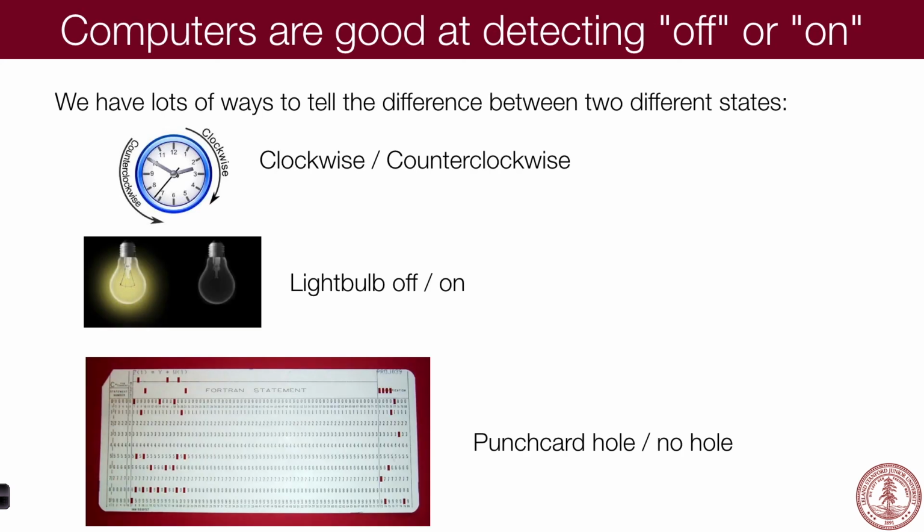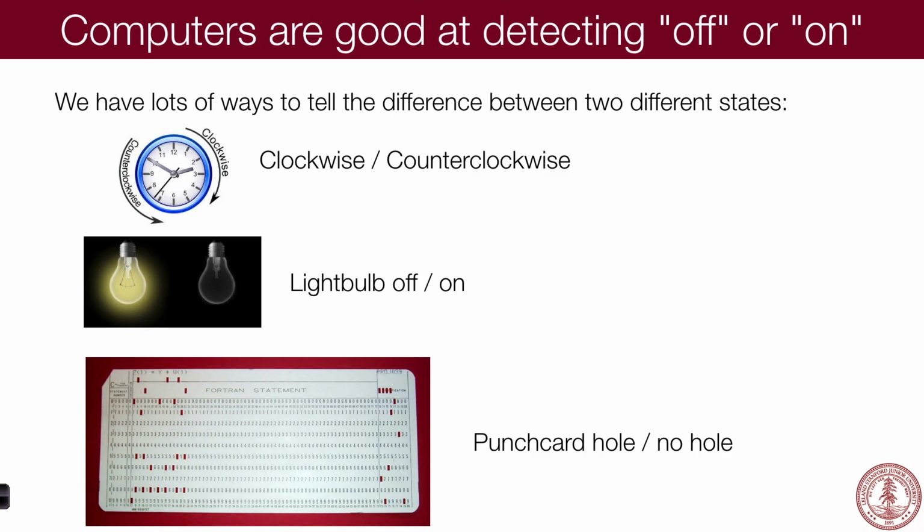It turns out that the way computers are built, they rely on this idea of being able to tell whether something is a 0 or a 1. And at the very bottommost level, it all gets built up from that starting point. We have lots of ways to do that in real life: clockwise or counterclockwise, 0 or 1. A light bulb's off or on, 0 or 1.